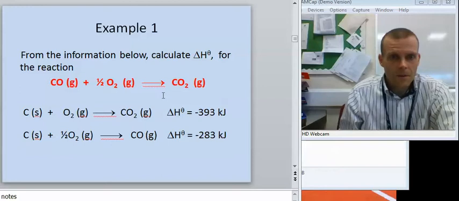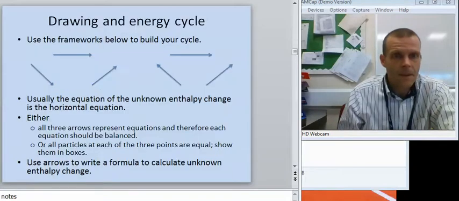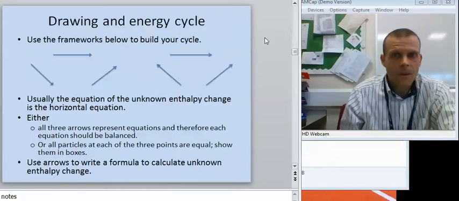So that's the one a little bit like what we've just been looking at. And there's the solution to it. You can work through these in your own time. And we talked about drawing these cycles.